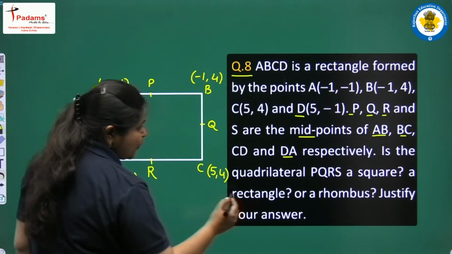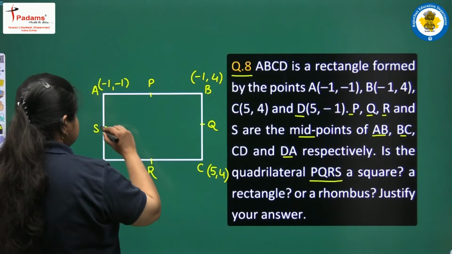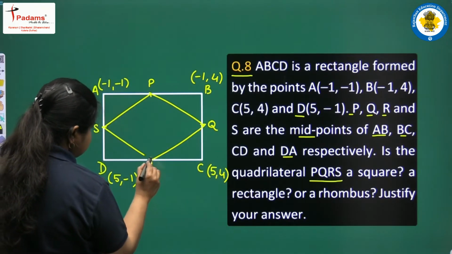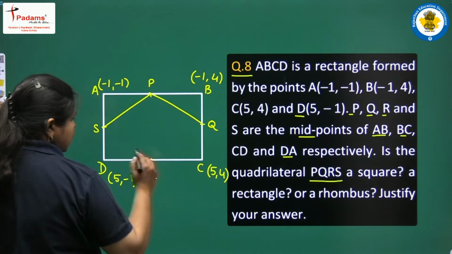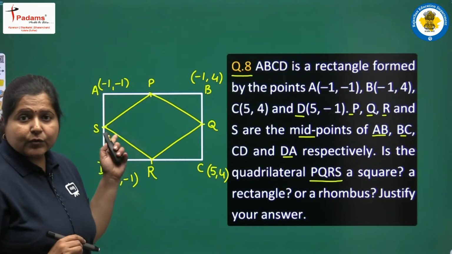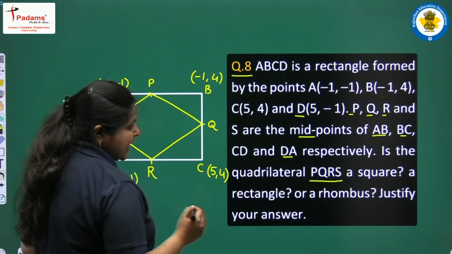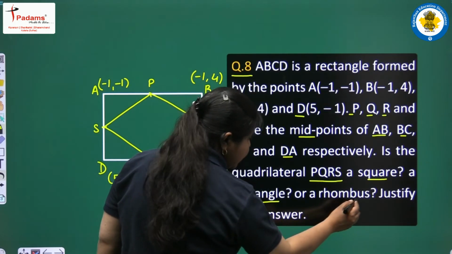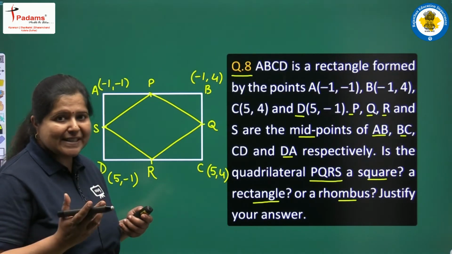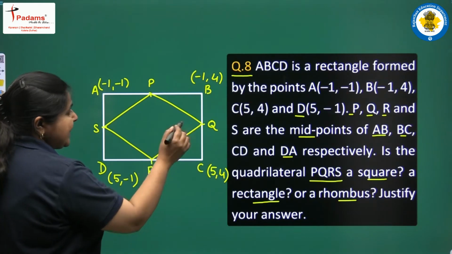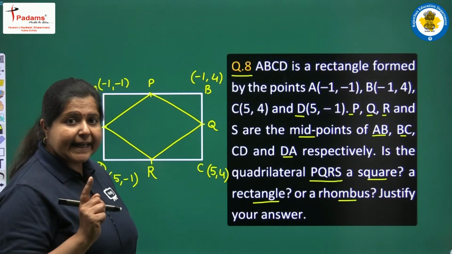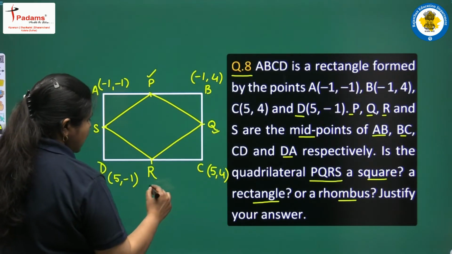And now we are asked about this quadrilateral PQRS. If we join them, we get a quadrilateral. Let me write once again. Yes. This is the quadrilateral PQRS and here we have to examine whether it is a square or a rectangle or a rhombus. We have to tell whether the quadrilateral formed in the middle is a rectangle or a square or a rhombus. Since the midpoints are given, what is the first task, tell me. Yes, first we will apply the midpoint formula and get the coordinates of points P, Q, R and S.